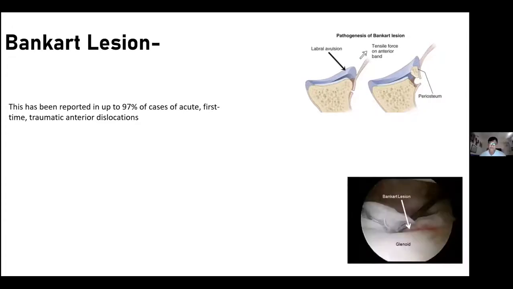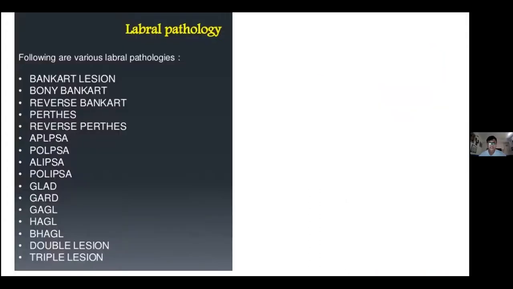We can see the arthroscopic picture of the Bankart lesion below. The labrum is detached from the anterior inferior glenoid margin. There are various labral pathologies with various terminologies associated with anterior shoulder instability. It may be a Bankart, soft tissue Bankart, or a bony Bankart. If it is associated with a posterior shoulder dislocation, there may be a reverse Bankart. There are certain fancy terms like Perthes lesion, reverse Perthes lesion, anterior labroligamentous periosteal sleeve avulsion (ALPSA), and posterior labroligamentous periosteal sleeve avulsion.